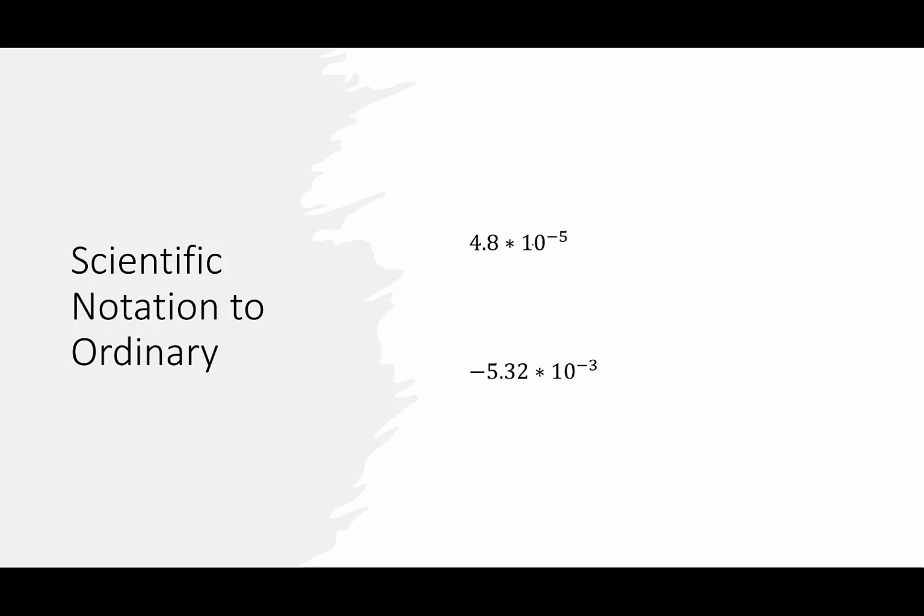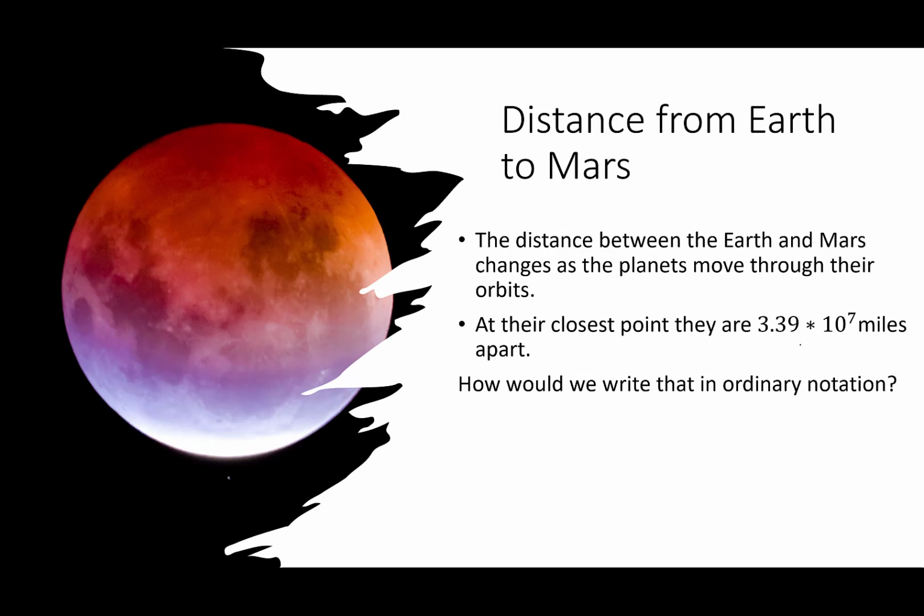So this 4.8 times 10 to the negative 5 says I want to start with a decimal and count 1, 2, 3, 4, and then that fifth number is going to be my 4, and then my 8. So this negative 5 says 1, 2, 3, 4, 5 places is where my 4 goes. Same thing with the negative 5.32: I'm going to start with 0.0, 0, and then 5 goes in the third spot for the negative 3, and then I say 3, 2.